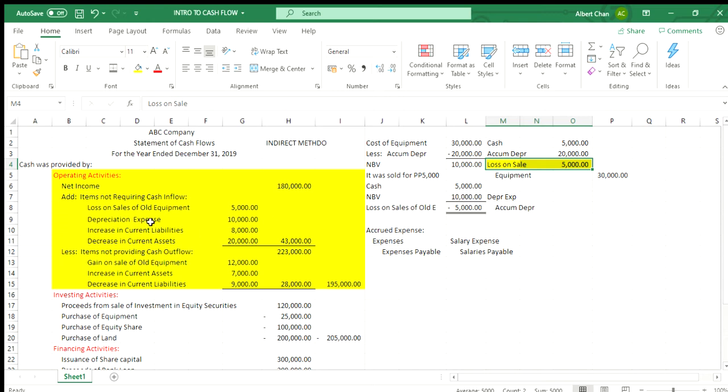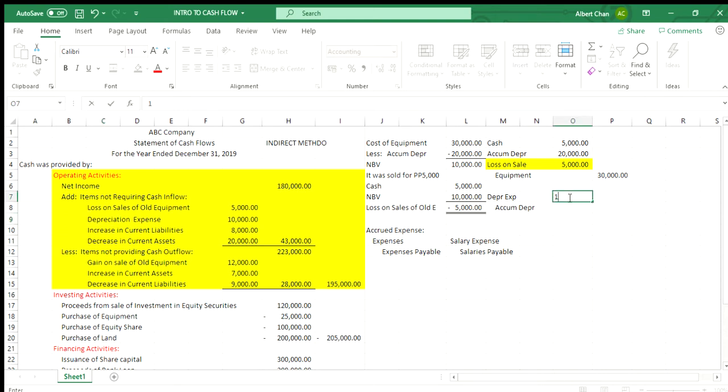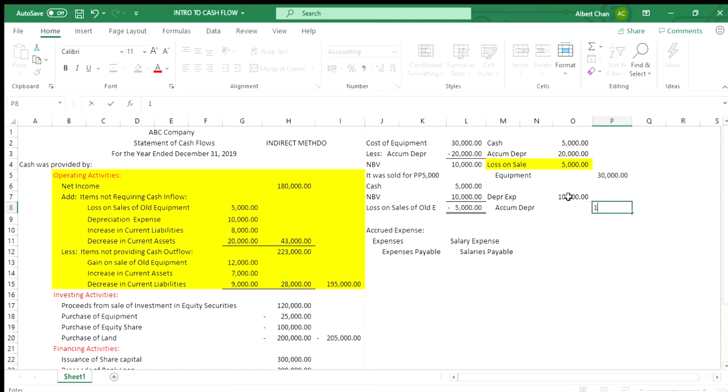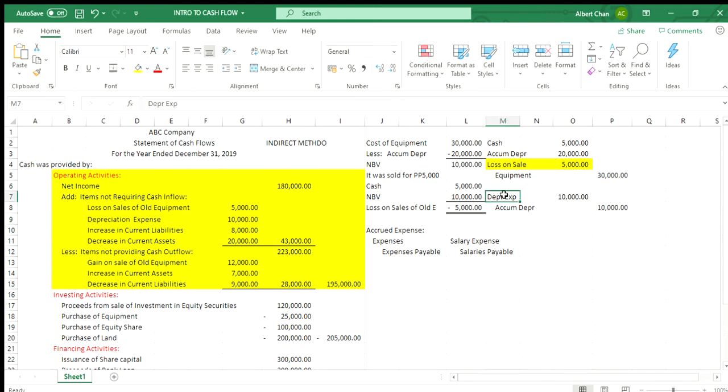Another one is depreciation expense. Why do you have to add it back? When you make an adjusting entry for depreciation, let's say 10,000, your entry is debit depreciation expense and credit accumulated depreciation of 10,000. Again, the depreciation expense will be reported in your income statement. Your income will decrease, but there was no cash out. So you have to add it back. In short, all items that decrease the net income but involve no cash outflow, you have to add back.